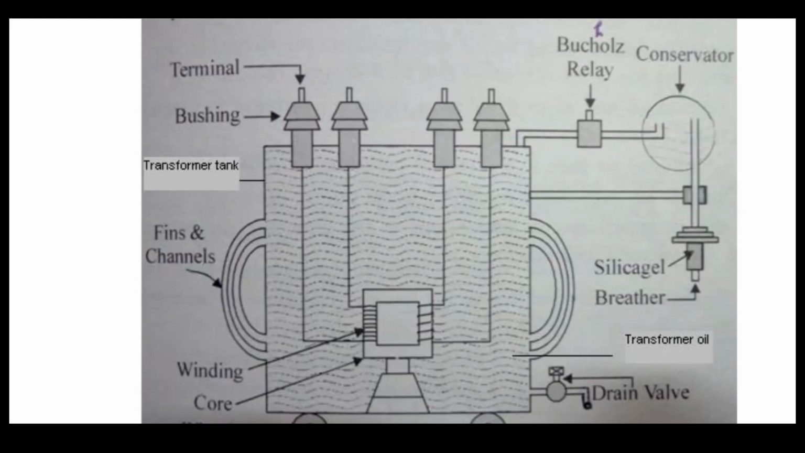Next, the conservator is connected to the silica gel and breather. What does the breather do? The breather allows the air to pass through it, but it has to pass through the silica gel. What is the role of the silica gel? The silica gel's role is to absorb the moisture. Silica gel stones are placed in this silica gel container. These are blue colored stones.